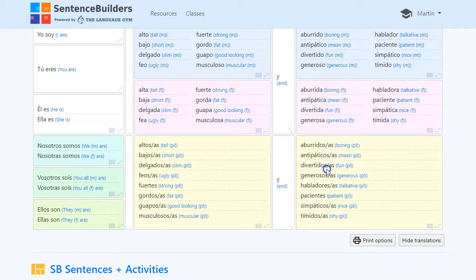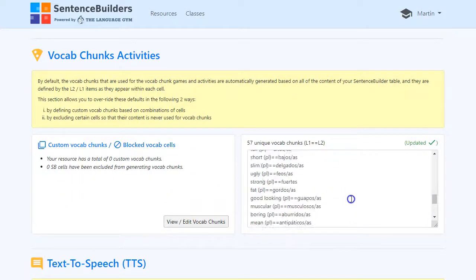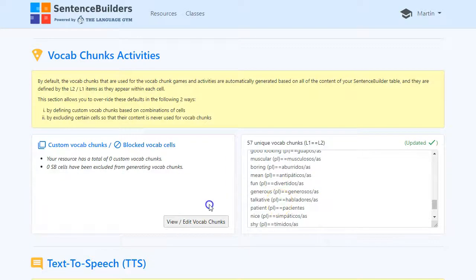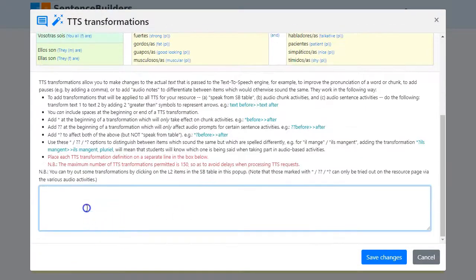And what we need to do then to avoid that happening within our sentence builder is we need to tell it to transform that so that instead of saying altos as, it says altos altas. Unfortunately, there's no other way of doing that than typing in a transformation for every single one of those adjectives into the TTS transformations. So I'll show you how we do that, and then I'll pause the video while I quickly add them all in. Right. Text-to-speech transformations are here. Let's have a look at our adjectives. Altos as.